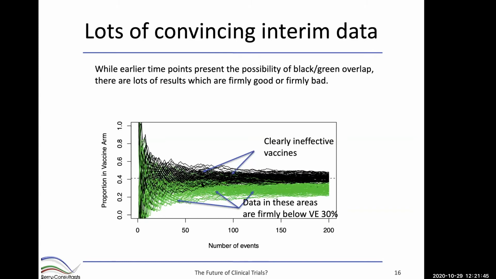Can you make mistakes doing this? Yes. So here's a green path that is kind of overlapping. I think there are no black paths in this area. So it's possible to make mistakes, but they're limited. And of course, if you go to the end, you can still make mistakes.